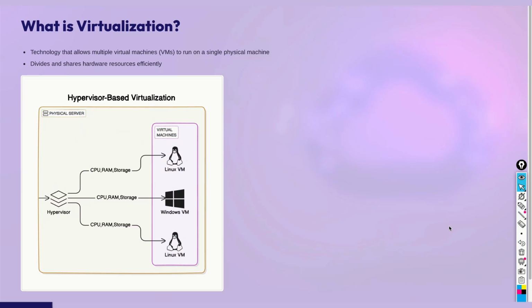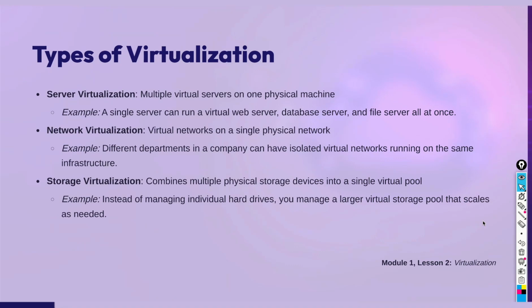So businesses use virtualization to optimize hardware utilization. This allows them to reduce costs and also manage multiple applications more effectively. Each virtual machine operates like a standalone physical computer, but shares the physical resources of the host machine, as I've shown you right there. There are three main types of virtualization. So we have server, network, and storage.